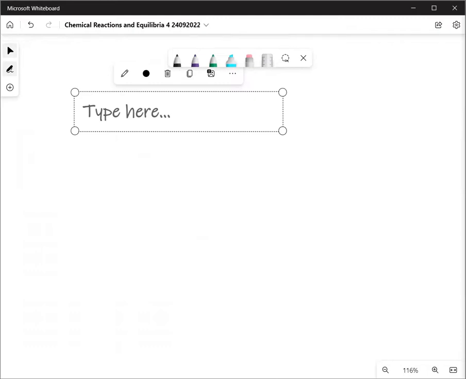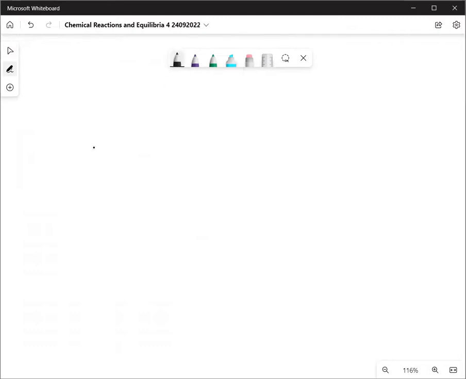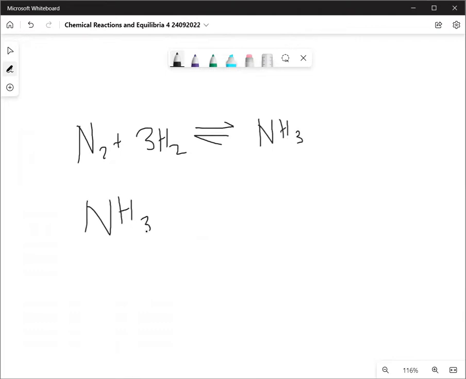Okay, let me tell you. For example, there is this ammonia reaction, right? N2 plus 3H2 gives us ammonia. We have to reverse this. So this is what happens. If you reverse this, NH3 will come backwards and N2, 3H2 will go forwards. Easy?